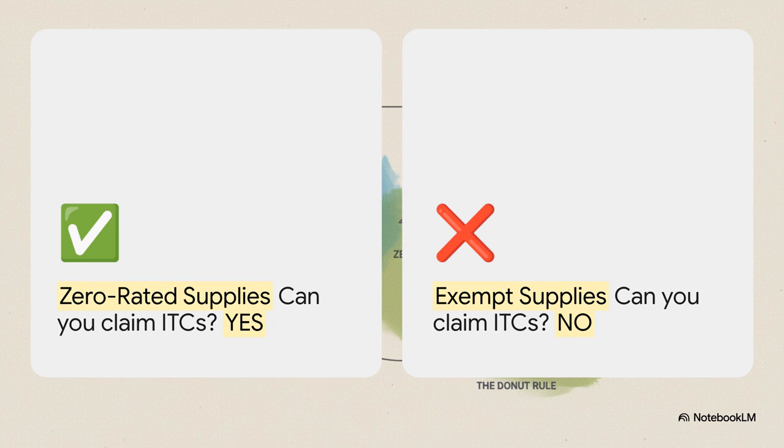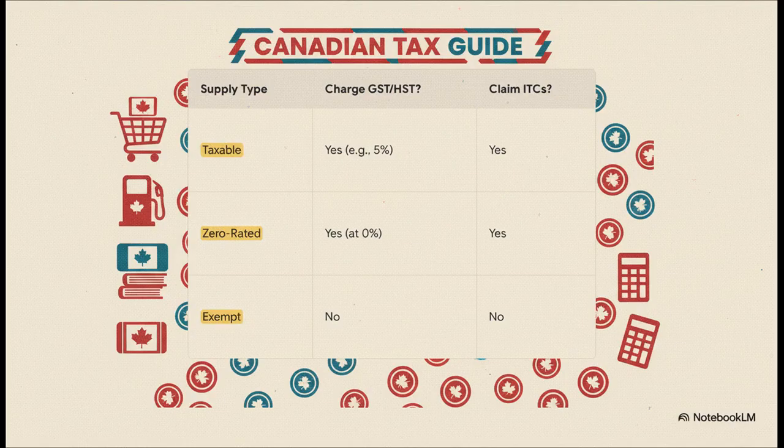In both cases, the customer pays no GST. That feels the same to them, but for the business, the provider of a zero-rated supply can claim ITCs, while the provider of an exempt supply cannot. This is the single most important distinction to understand. This table right here is your study guide. It's your cheat sheet. Print it, memorize it.